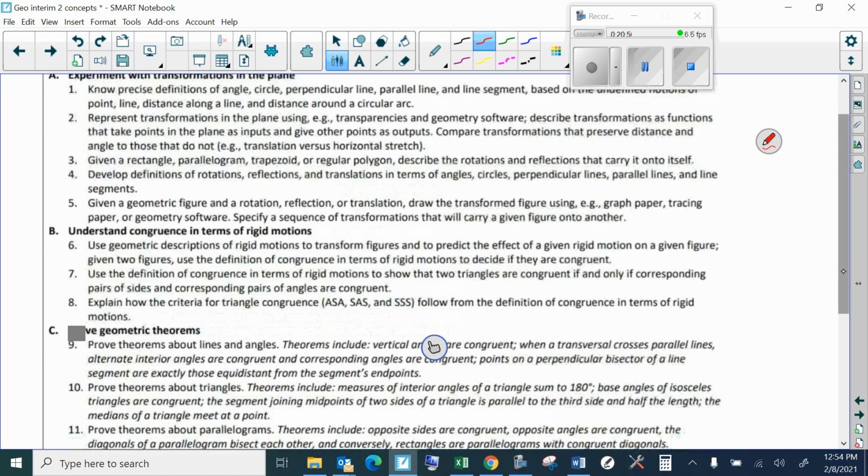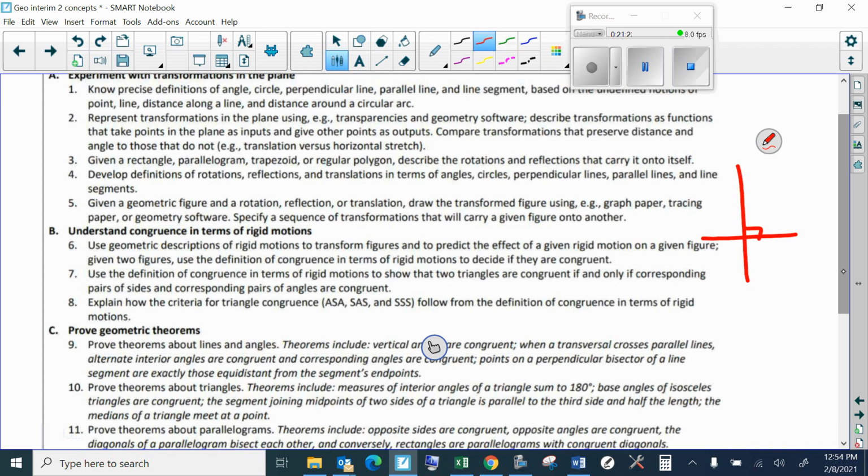Another precise definition of angle. Remember, an angle is two rays that share a common endpoint. A circle is all points that are equidistant from a certain point called the center in a plane. Remember, if it's in space, then that's a sphere. That's the difference between the definition of circle and sphere: one is in a plane, one's in space. Perpendicular lines means 90 degrees.